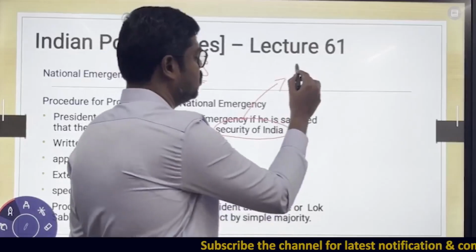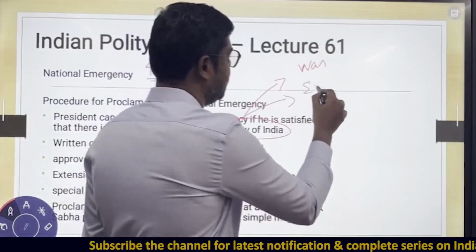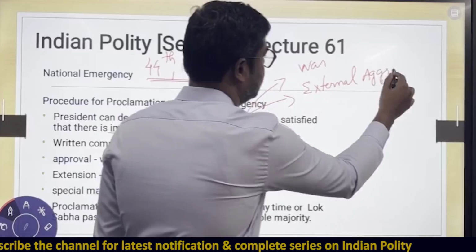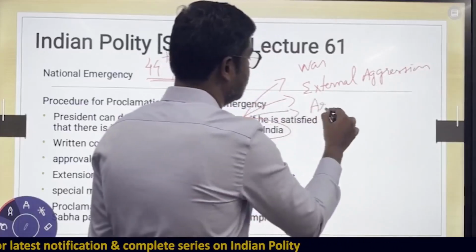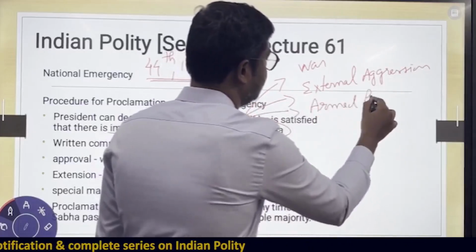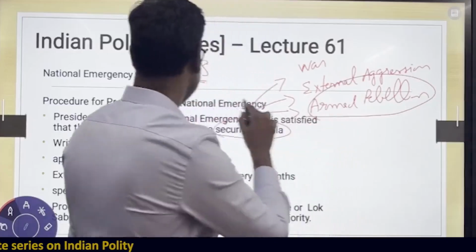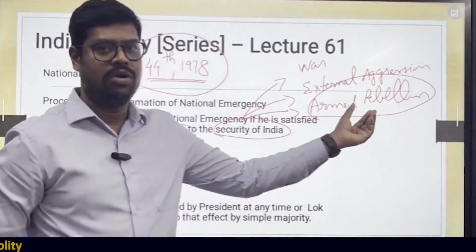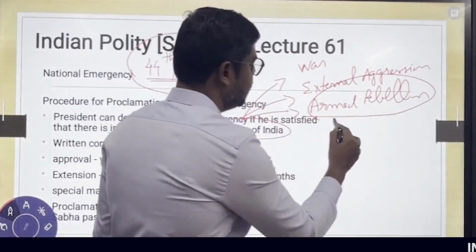It can be on the grounds of war, or on the grounds of external aggression, or on the grounds of what is called armed rebellion. So the key word here that you have to take note of is armed rebellion. What does armed rebellion mean? In fact, before the 44th Constitutional Amendment Act 1978, the words armed rebellion were not there. Instead of armed rebellion, there was what is called internal disturbance.